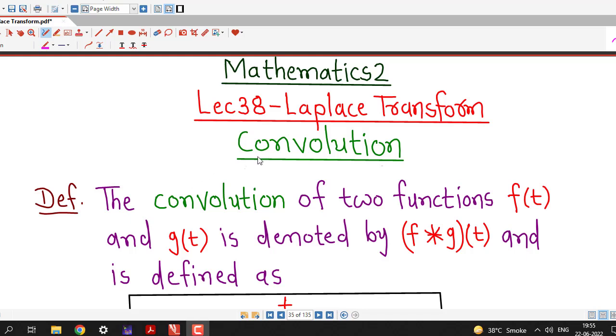Hello friends, I welcome you to lecture number 38 on Laplace transform. In this lecture we are going to talk about convolution.